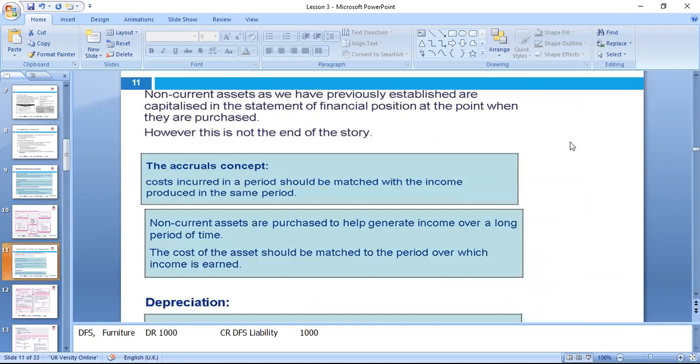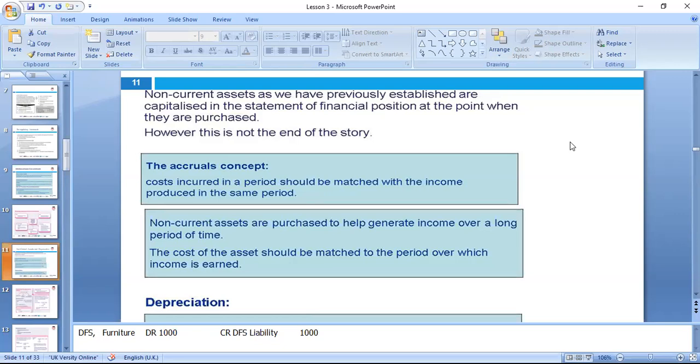Okay, so we have a non-current asset, which we have previously established we can capitalize in the statement of financial position at the point it is purchased. However, that is not the end of the story. Accrual concept. What is accrual? It is also known as the matching concept. It means each year's income and expenditure should be recorded in that year, not on the basis of cash, because maybe you're selling goods on 5 years' credit, so you have this year's sale, but the cash will come in over 5 years.